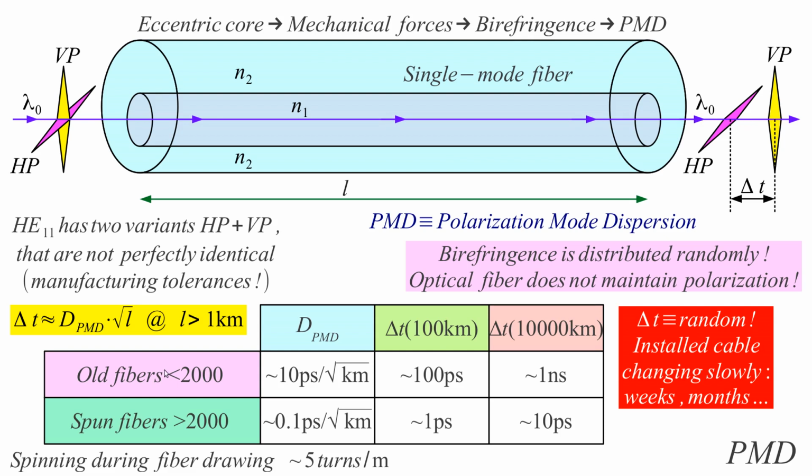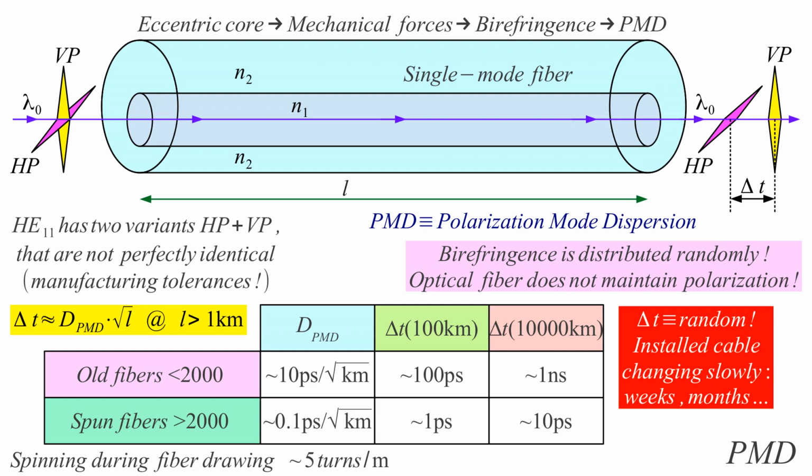So with old fibers that may have had an eccentric core, polarization mode dispersion is a totally random distribution. That's the reason why the optical fiber does not maintain polarization. But this random distribution caused about 10 picoseconds per square root of kilometer. The square root of kilometer, square root of length, is because of the random nature, because we have a sum of random contributions.